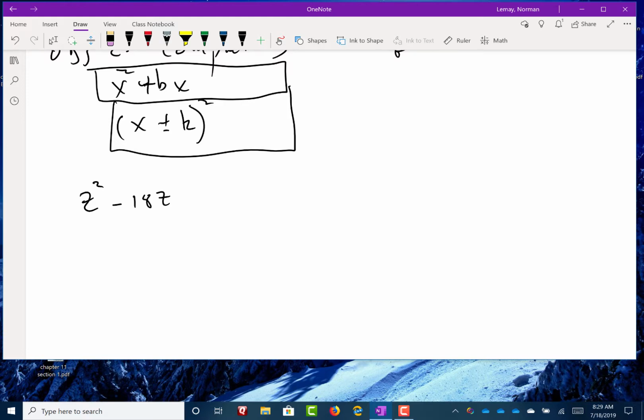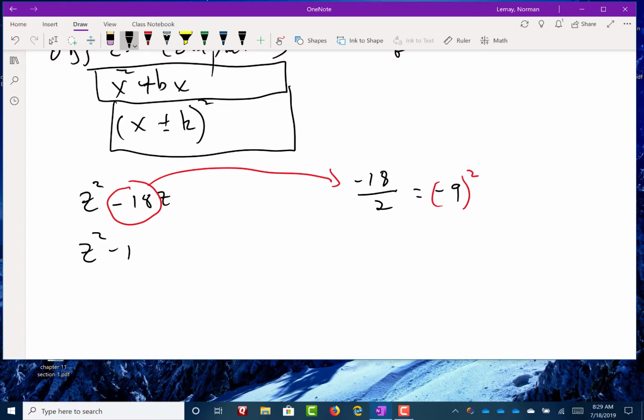Notice to do that, we take this middle term here, bring it over here and do a little side work. We're going to go negative 18, and then we divide this by 2, which is negative 9, and then we take that negative 9, put it in brackets and square it. So now I come over here and I have z squared minus 18z, and now I'm going to add, in brackets, negative 9 squared.